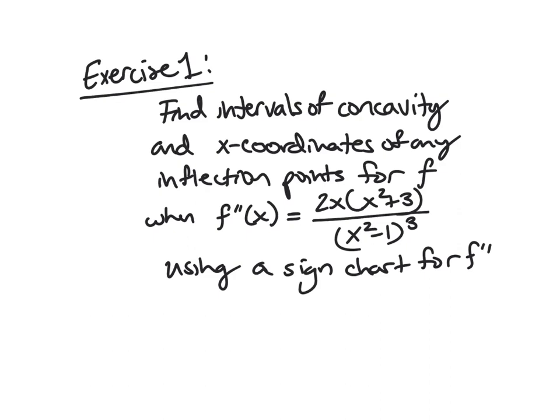So here's your first exercise. I want you to find the intervals of concavity and also the x coordinates for any inflection points for the function f, where I take out the time you would spend doing the quotient rule and just give you the second derivative here. I want you to use a sign chart for the second derivative. And remember, for inflection points, it's not just when f double prime is zero, but also when it does not exist.